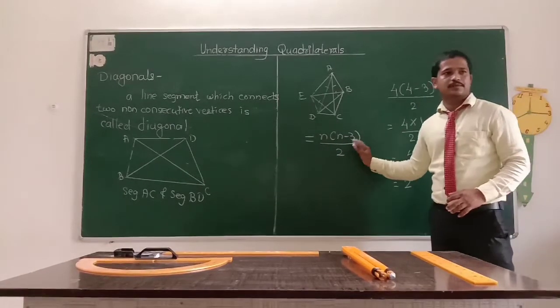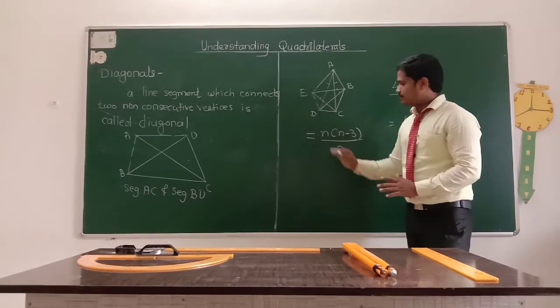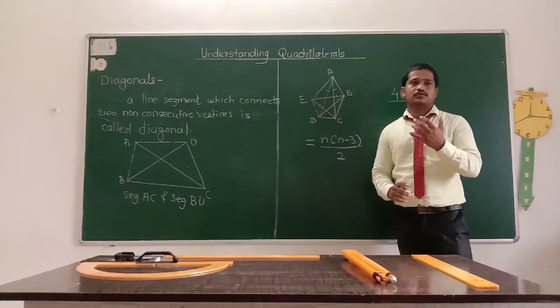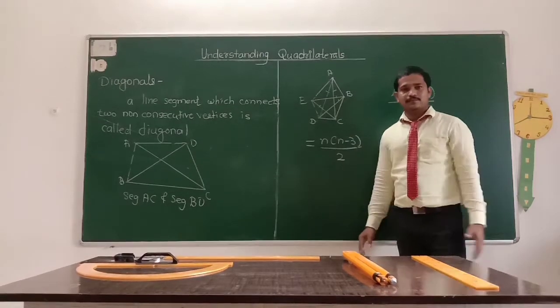It means this is the right formula to find the number of diagonals of any polygon. By using this formula you can find the number of diagonals of a polygon which has 10 sides, 15 sides, or n number of sides.